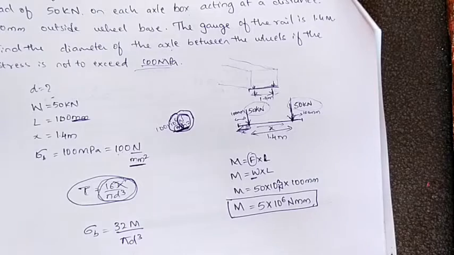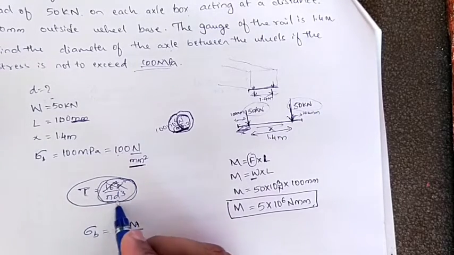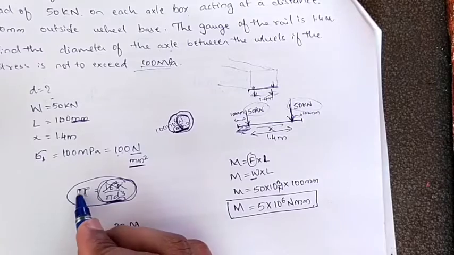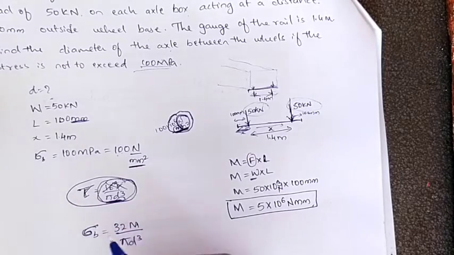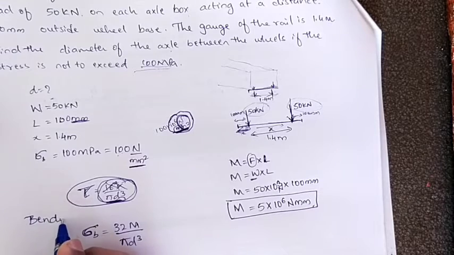32m divided by pi d cube. So this will be the formula. Instead of 16, 32. Instead of T, m, and this will remain pi d cube. Here shear stress is there. Here bending stress you should use. You should use bending stress.